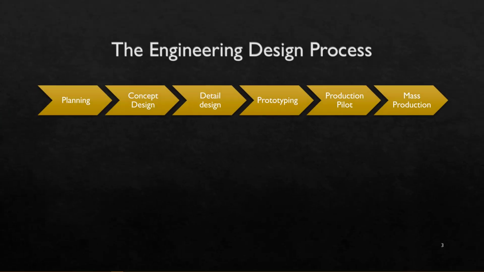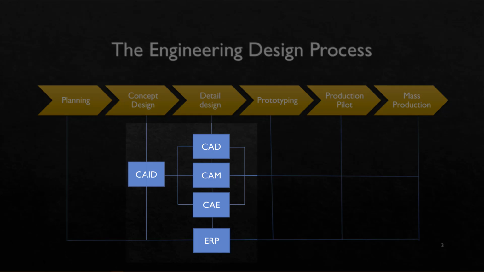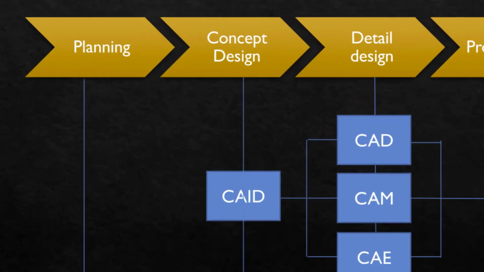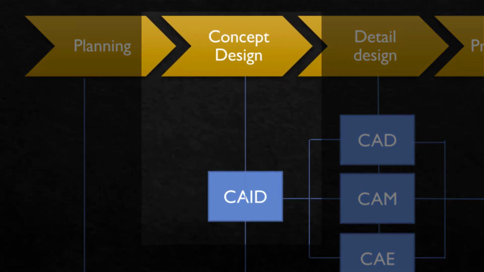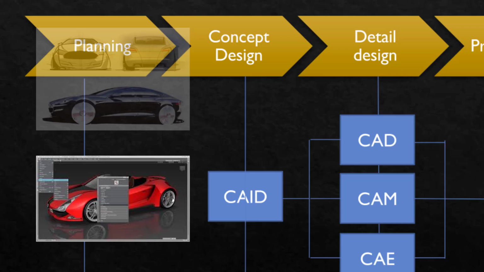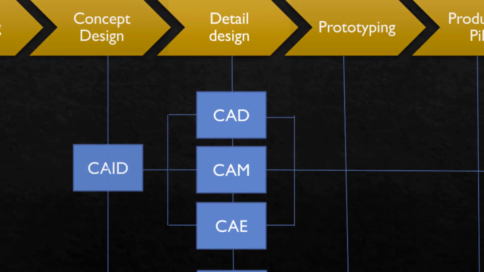Okay, now we look at the technology involved in today's engineering design process. We can see a lot of software applications that have been used by each process. In concept design we have CAID, or Computer Aided Industrial Design, where this software is used by the designers to create the digital concepts and mockups, and then the output will be processed by CAD, CAM, and CAE.